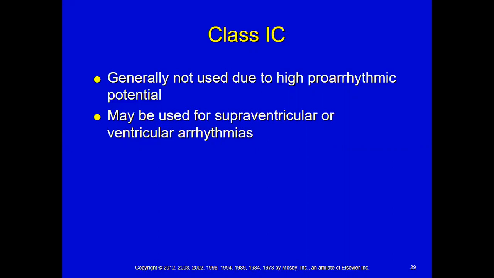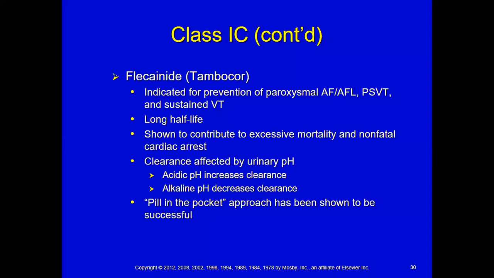We don't give those very often at all, because when we give them, you're more likely to have other arrhythmias than the one we're treating you for, okay? But we can use Class 1C for supraventricular or ventricular arrhythmias. Everybody knows that supraventricular means this arrhythmia is happening above the ventricles, right? Supra, above. Okay. So the first Class 1C is Tambicor, all right?